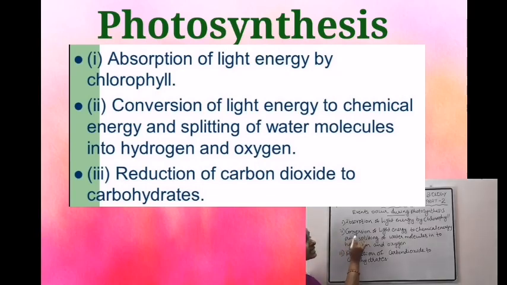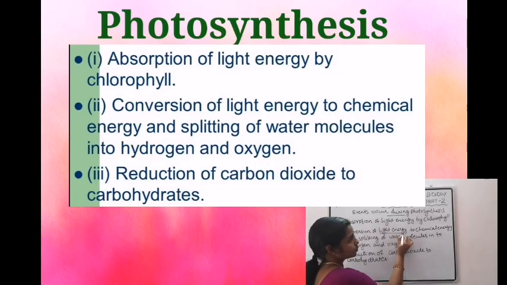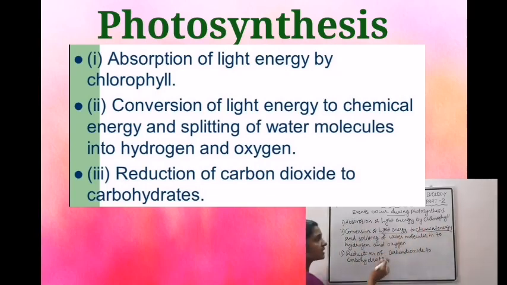The second step is the conversion of this light energy to chemical energy. Another important step is also here: splitting of water molecules into hydrogen and oxygen. That is the second event in photosynthesis. And the third event in photosynthesis is reduction of carbon dioxide to carbohydrate. These are the three events that occur during photosynthesis, and study them in the same order.